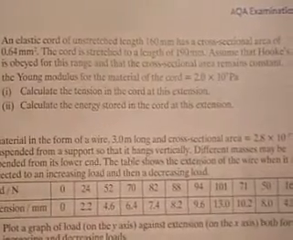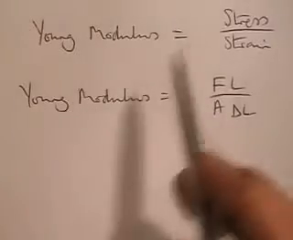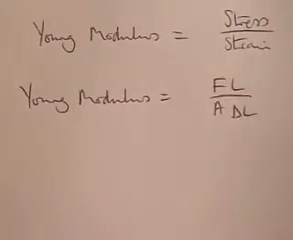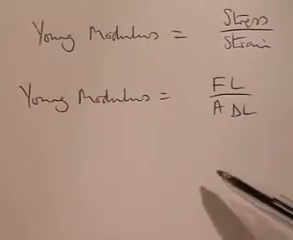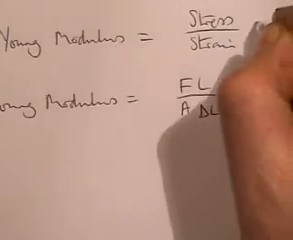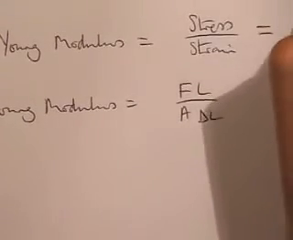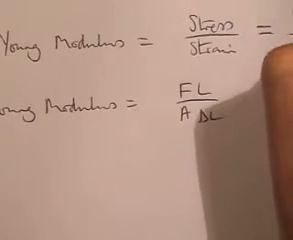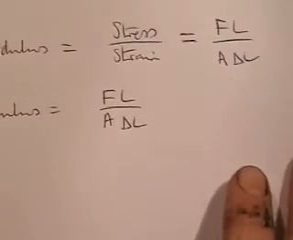To do part B, it's probably worth looking at the data sheet because it mentions Young modulus, and if you're not sure what Young modulus means, look at the data sheet, and the formula it gives is that Young modulus equals, well, the sheet says it's tensile stress divided by tensile strain, and then the data sheet actually makes things simple for you, because to save you having to work out stress and strain, it puts everything in that you need to know. FL divided by A times delta L.